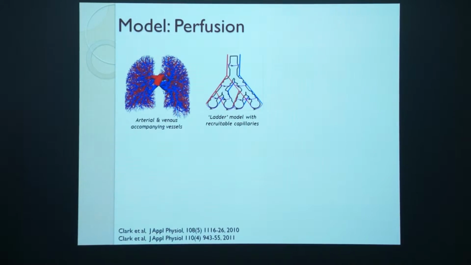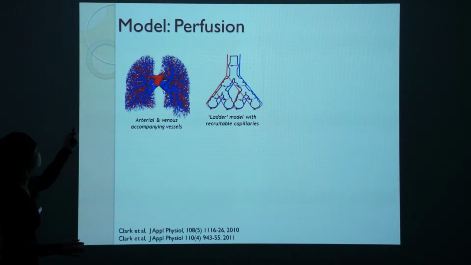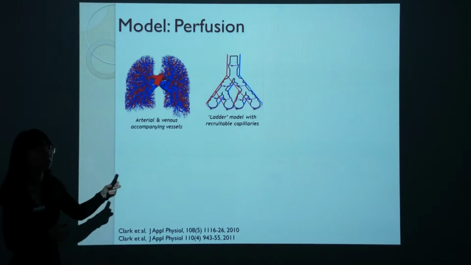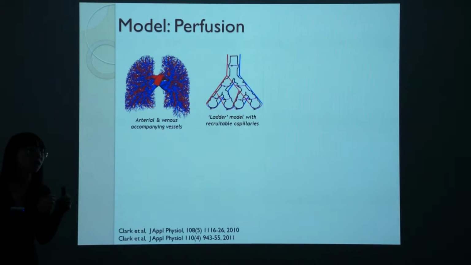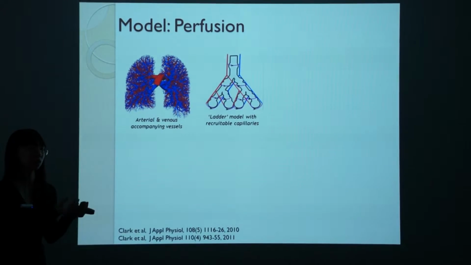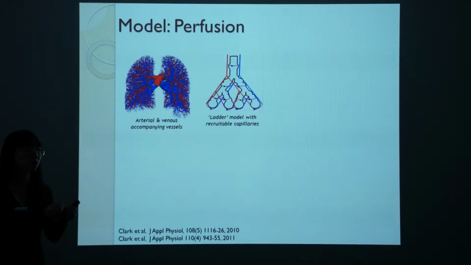Similarly, for the blood side, you also have the complex structure of your arteries and your veins, and this is a ladder model representing the smaller arteries, the smaller blood vessels that sit within the gas exchange unit. So it's really a multi-scale model, from your larger airways and larger blood vessels all the way to the smaller ones.